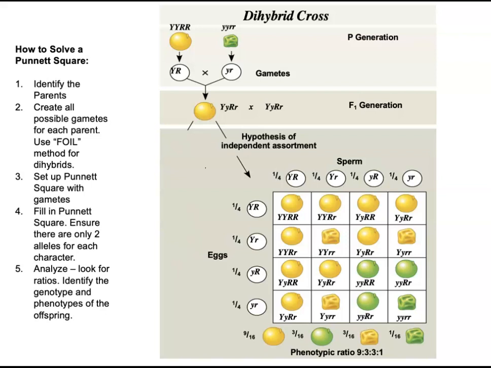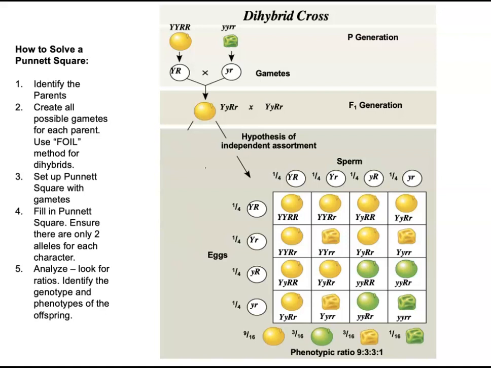Great, now we have to repeat the steps again for the next cross, the dihybrid cross. In the dihybrid cross, we cross 2 of the F1 individuals. We've already accomplished step 1. Step 2, create all possible gametes.